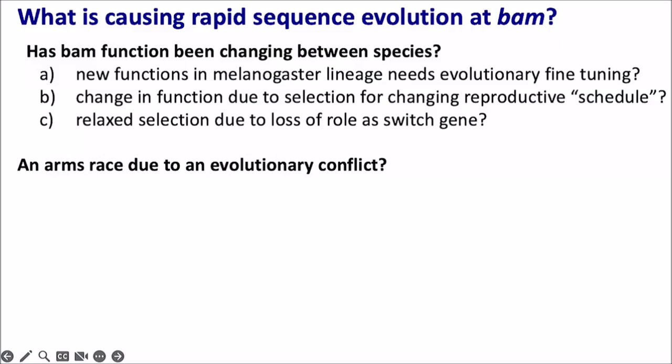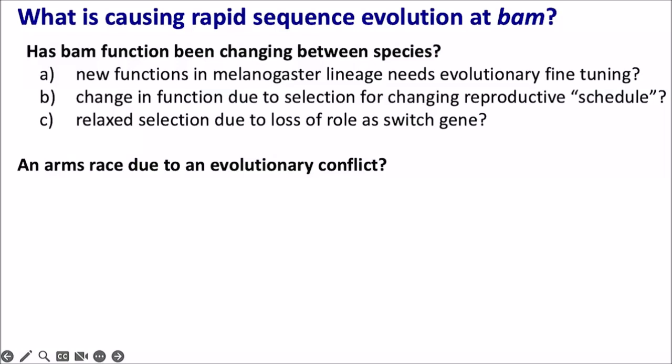But right now, the changes in function don't seem to match the species that, in fact, are under positive selection. So it's not looking like, in a simple sense, BAM's function change is what's driving the pattern of protein sequence evolution that we have observed so far. So it raises another question: could it be due to some sort of evolutionary conflict?